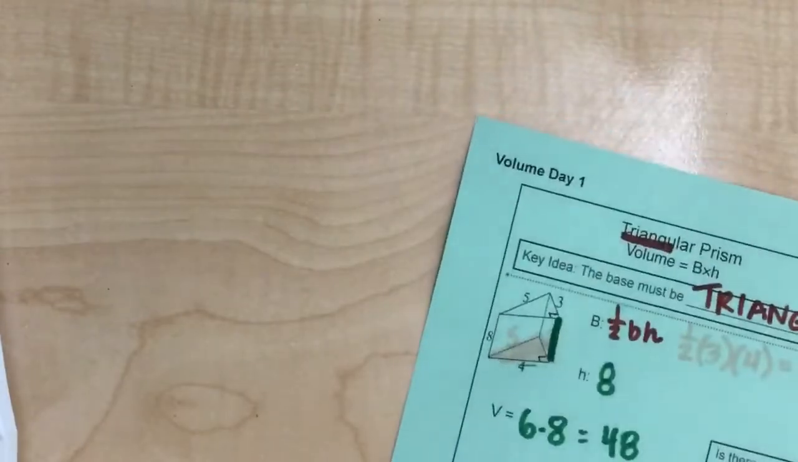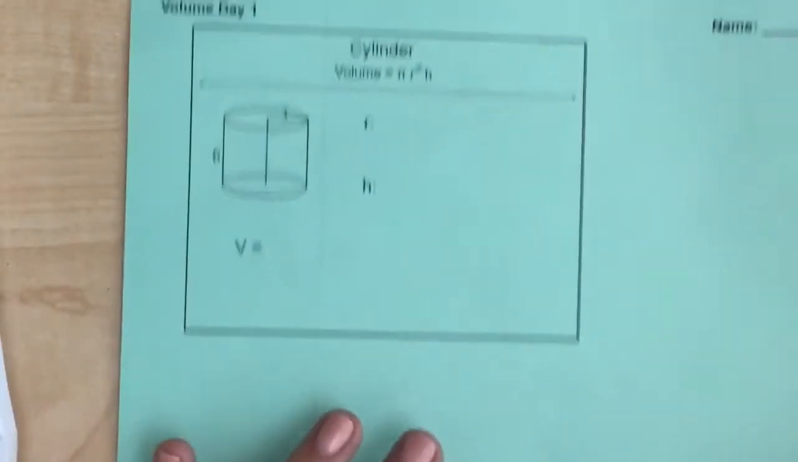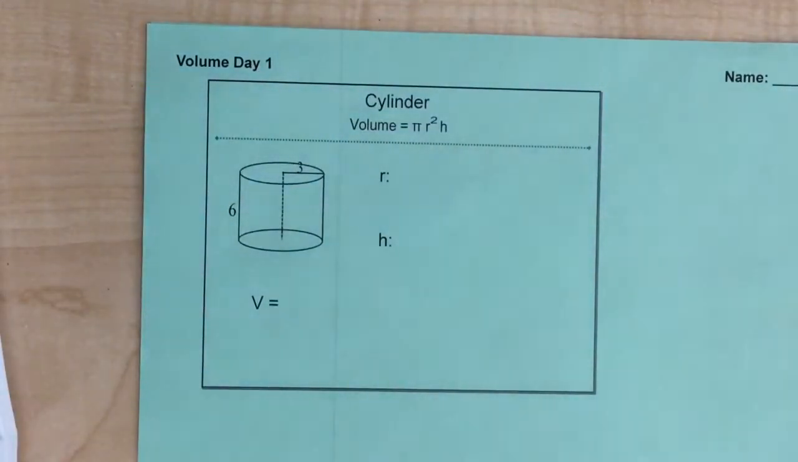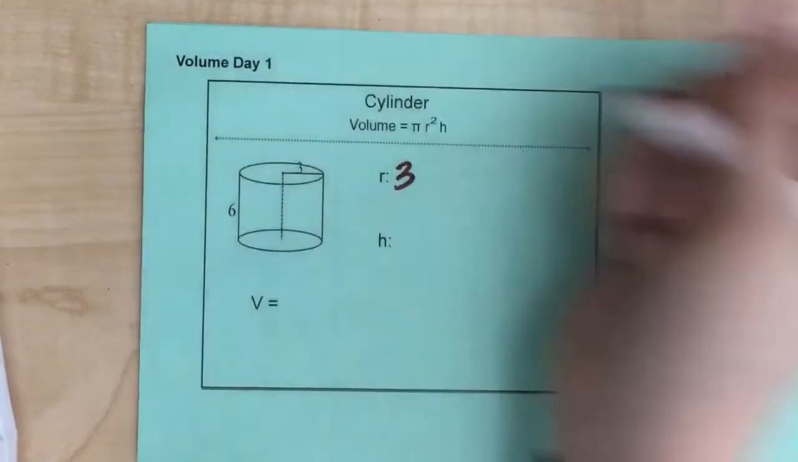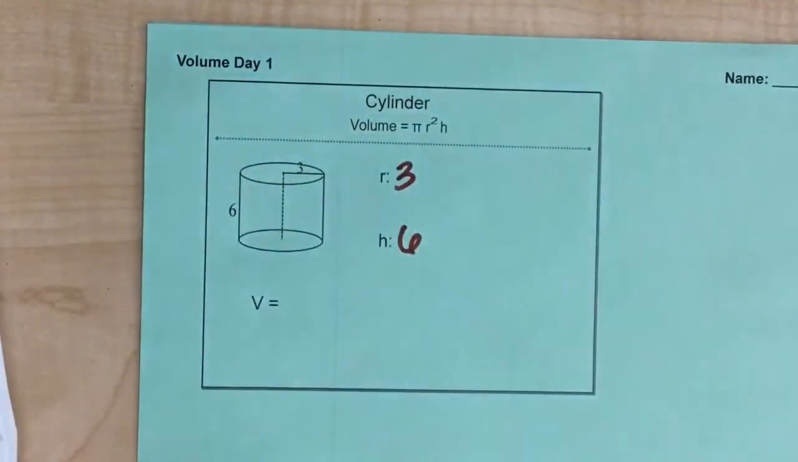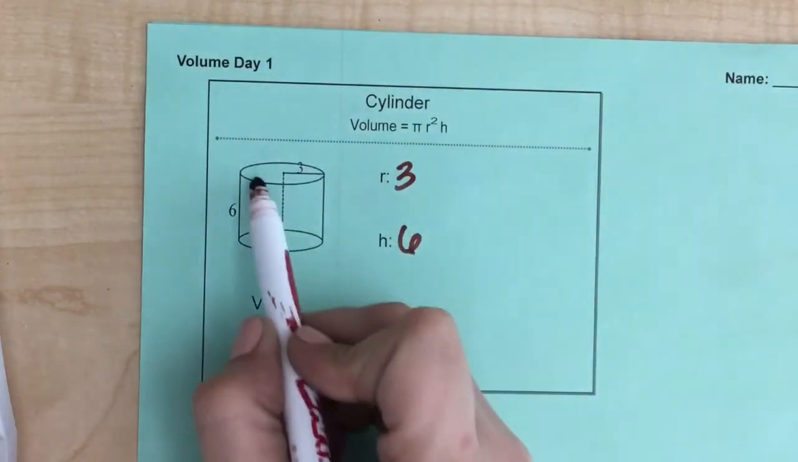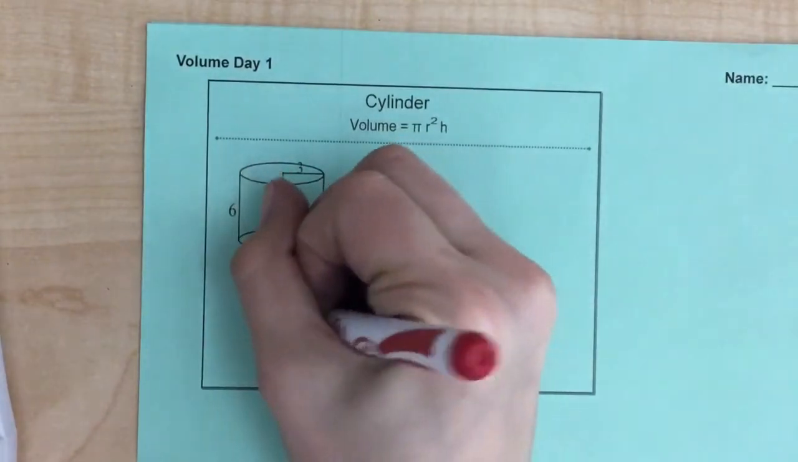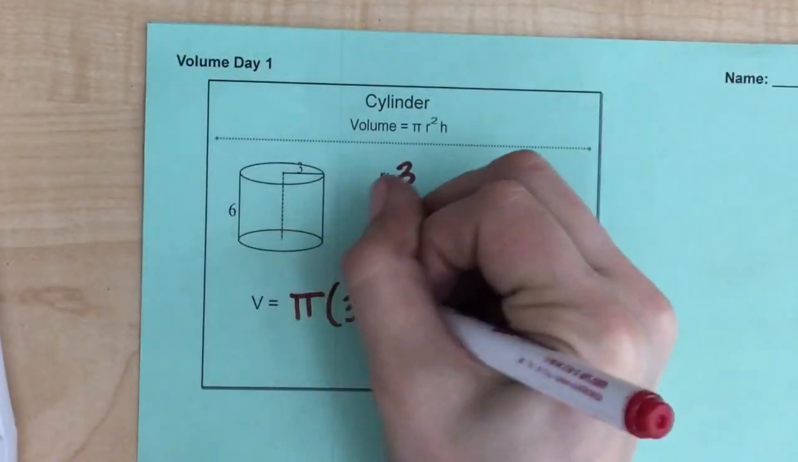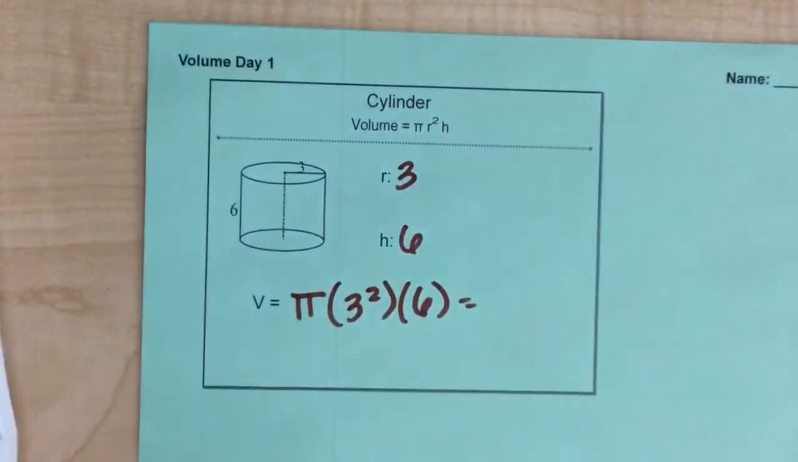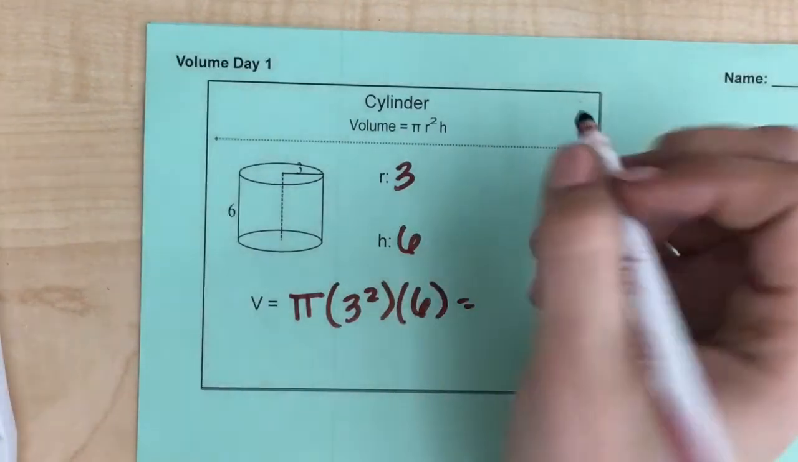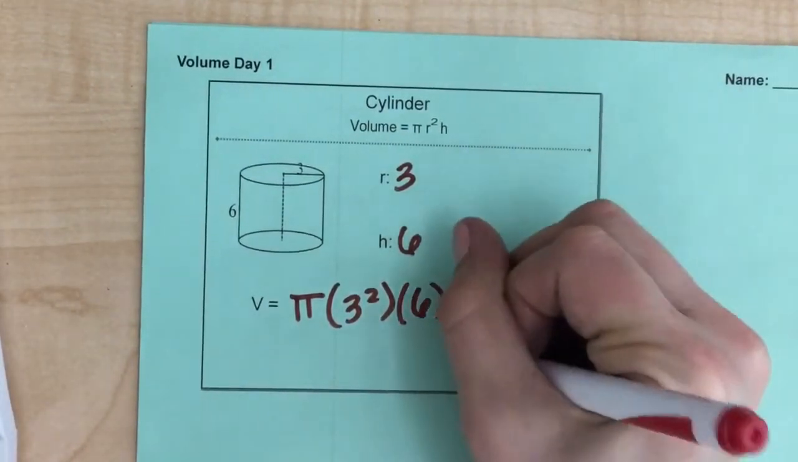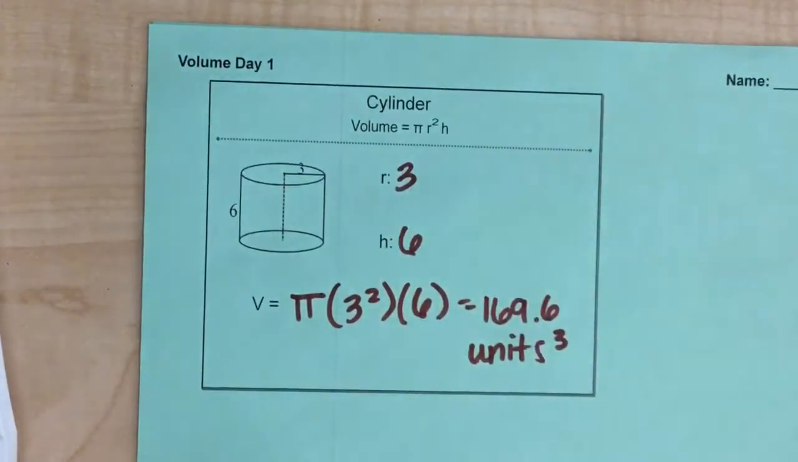Lastly, we have one more cylinder example just for good practice. Looking at that, my radius is 3, my height is 6. The only place this can get a little tricky is if I would give you the whole diameter. Make sure you're only using the radius. There are some on the practice like that. So my formula is pi times 3 squared times 6. Which comes out to be about 169.6 units cubed.